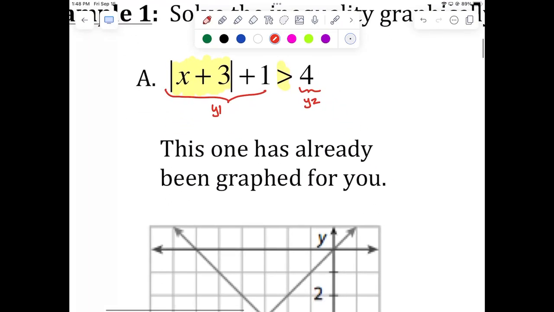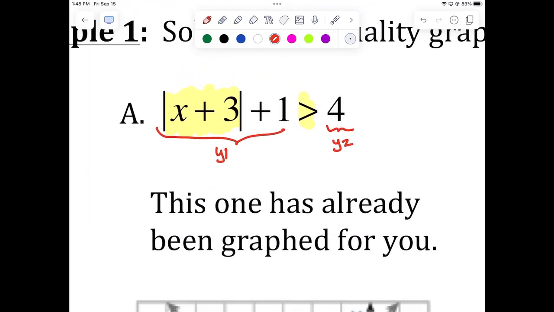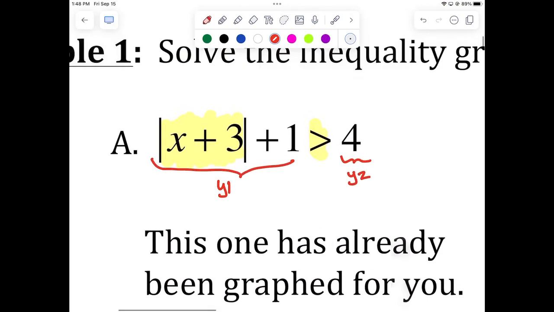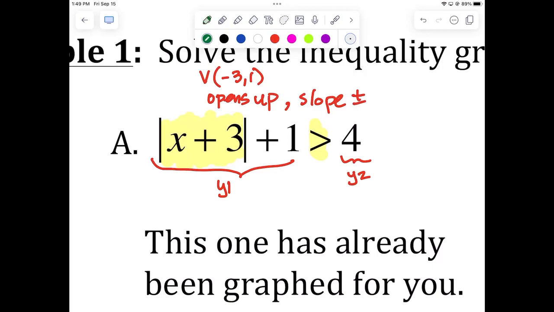So how would I graph the absolute value of x plus 3, plus 1? Well, I need to know a couple things, if you remember, to graph an absolute value function. First of all, I need to know where the vertex is. Where's the vertex if I move it left 3 and up 1? Negative 3, 1. Good. The next thing I need to know is, does it open up or down? It opens up because we have a positive in front. And then I need to know what the slope is. It's going to be plus or minus something. What's the magical number in front of x, whether it's outside or inside? It's implied to be a 1.